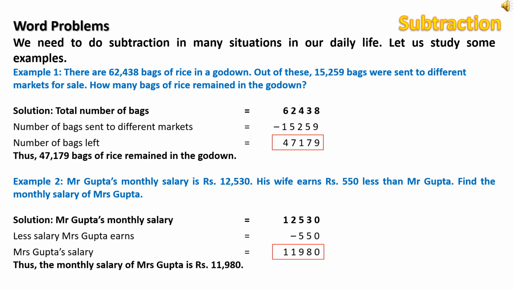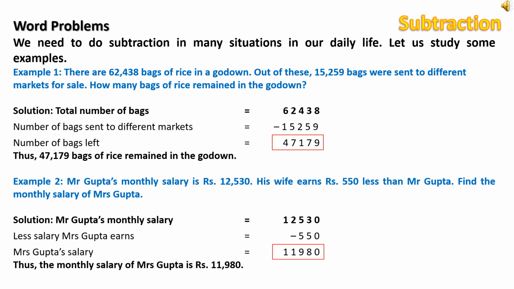Dear students, now word problems related with subtraction. Addition revision is given. Now start the subtraction. The first example is, there are 62,438 bags of rice in a godown. Out of these, 15,259 bags were sent to different markets for sale. How many bags of rice remain in the godown?